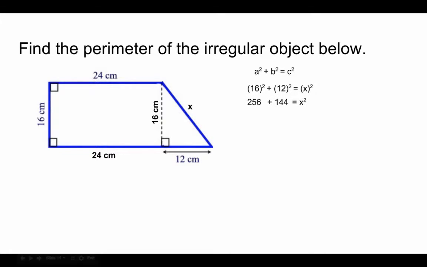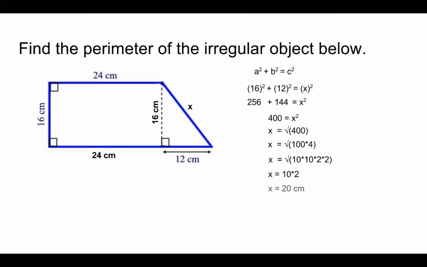So 16 squared is 256, 12 squared is 144. We're going to add those two together and we get x squared equals 400. We take the square root of 400, which we're going to break down into its factors: 100 times 4. 100 is 10 times 10, and 4 is 2 times 2. So we can pull out a 10 and a 2 to give us 20 centimeters.